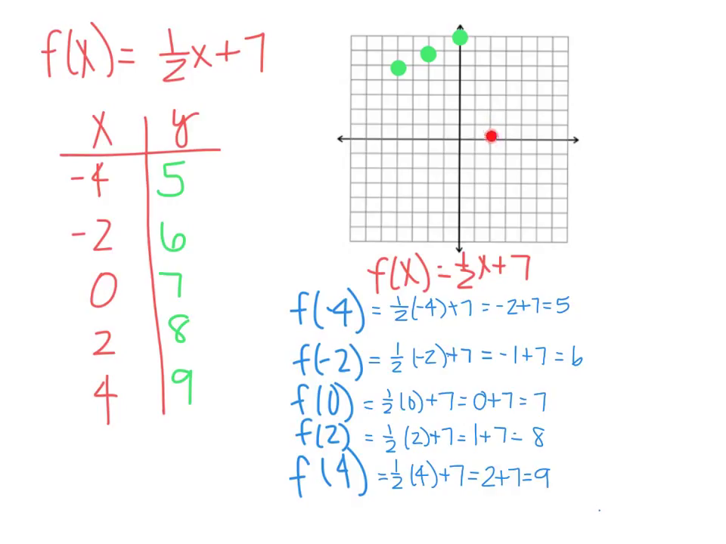So I have 2, 8. So I'm going to go over 1, 2, and up 1, 2, 3, 4, 5, 6, 7, 8 would be about here. So I'm going to put a point there. And then my last point is 4, 9. So I'm going to start here, 1, 2, 3, 4, and up 1, 2, 3, 4, 5, 6, 7, 8, 9. And I'm going to put a point there. And this would be my line. f of x equals 1/2 x plus 7.